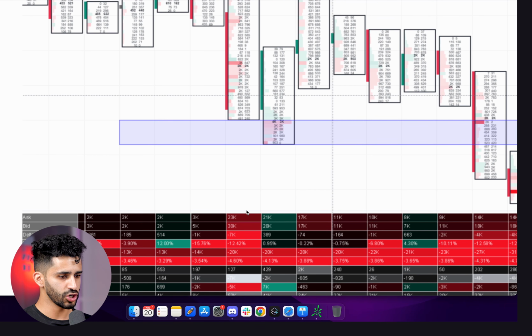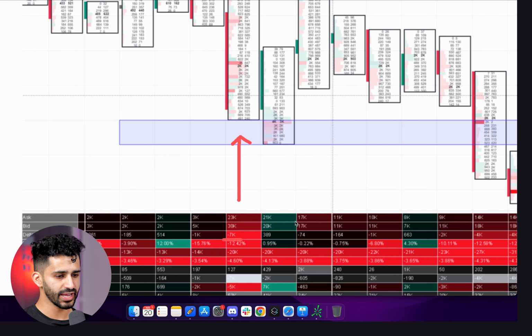This delta is showing me -7K. What that means is not -7K orders. There was a negative of 7K between the orders that got filled on the ask and the bid. 30K orders got filled on the bid and 23K orders got filled on the ask. That gives us a -7K. This means there was more aggressive selling happening in this 5-minute candle.